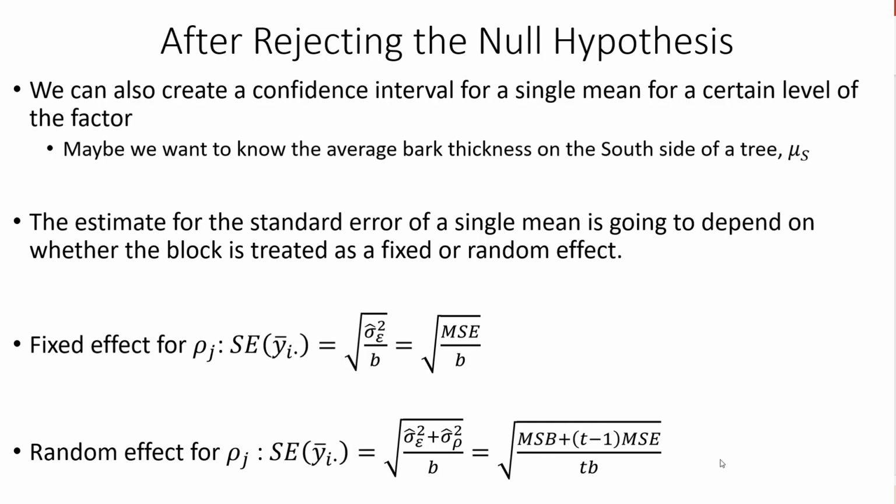Again, if we were comparing the north versus the south, it doesn't matter if the effect of the trees is considered to be a random effect or a fixed effect. But if you specifically want to know, on average, how thick the bark is growing on the south side of a tree, you have to consider both the error term and the effect of the block itself.